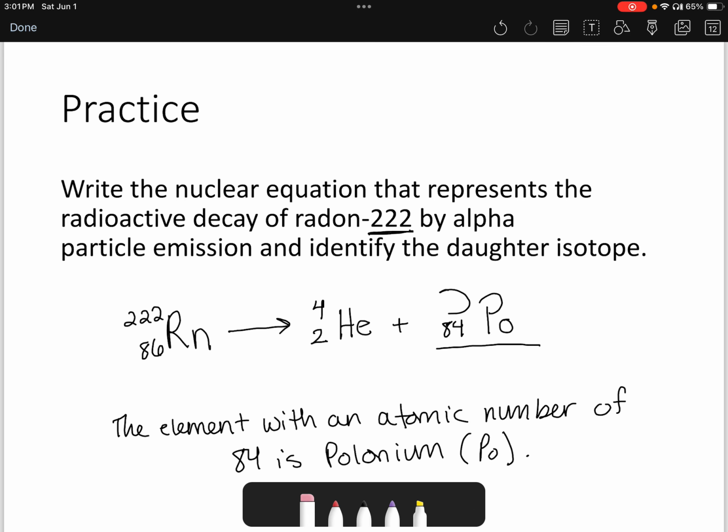So it should be, let's see, oh, whoops, I erased too much, 84. So it should be 222 minus 4, which is 218. So that would be our daughter isotope, polonium-218. So not too bad, right? We just have to make sure everything adds up on both sides of the arrow. It's also really cool that we can just create a new element from our original element.